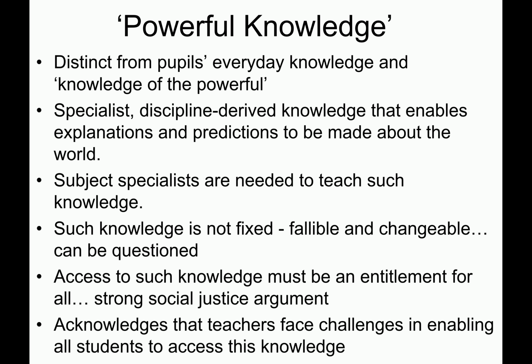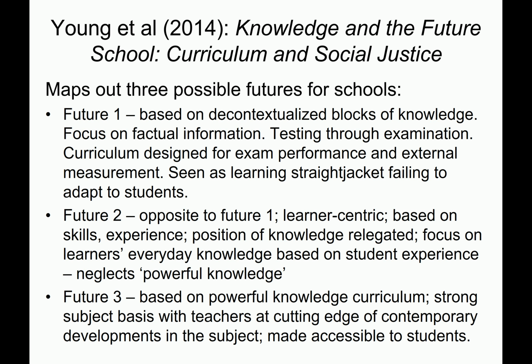Usefully, Young and somebody who's a few doors down from me have written a book that maps out these different approaches to schooling and the creation of a curriculum. The structure he uses is mapping out 3 different potential futures for a given school or a number of schools. The first one is very based on factual information, and he says that is tested through examination. So the curriculum is designed around curriculum performance, exam performance, and external measurement.